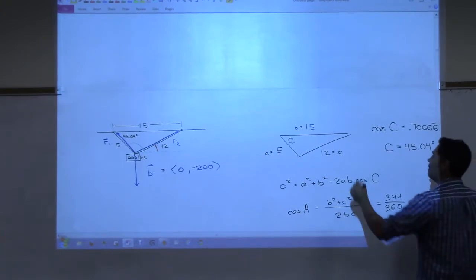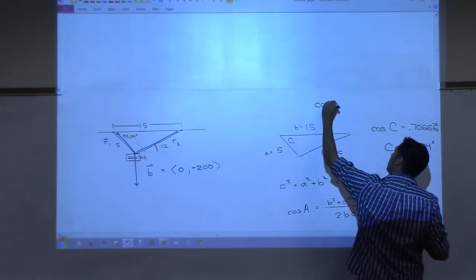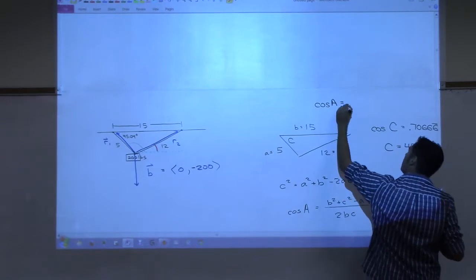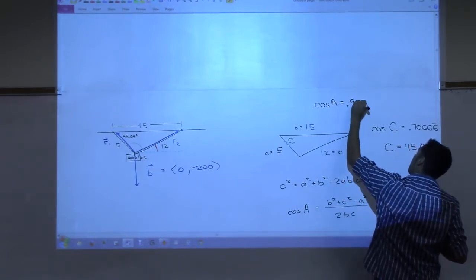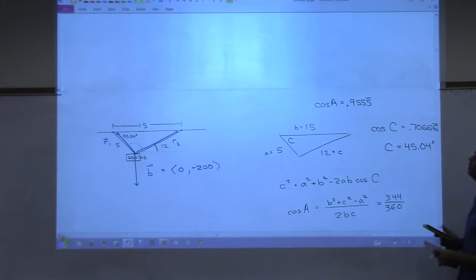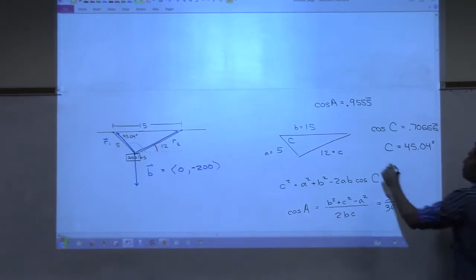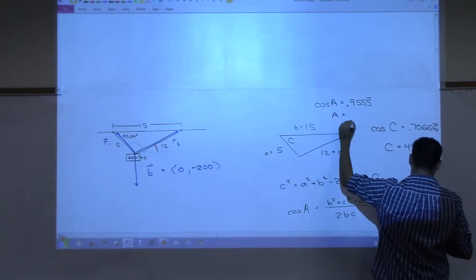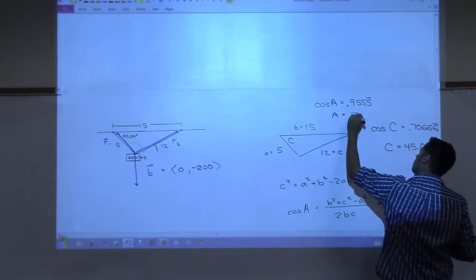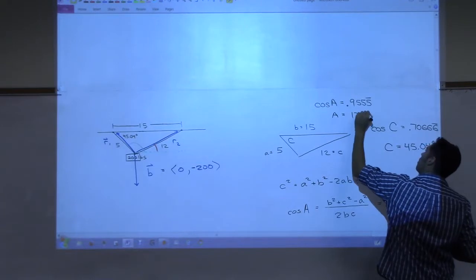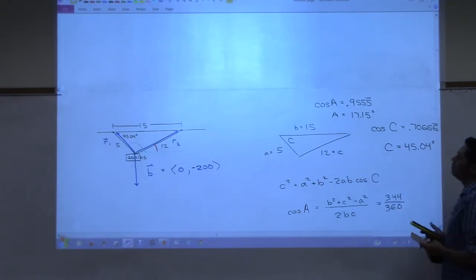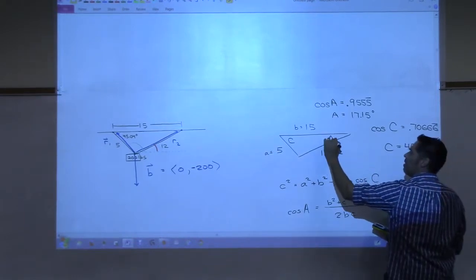So here's what I have for this one. Cosine of A equals, I'm getting 0.9555 forever. And then I do arc cosine of that. Any questions? A is what? 17.15 degrees. That was A. That's this one right here, right?